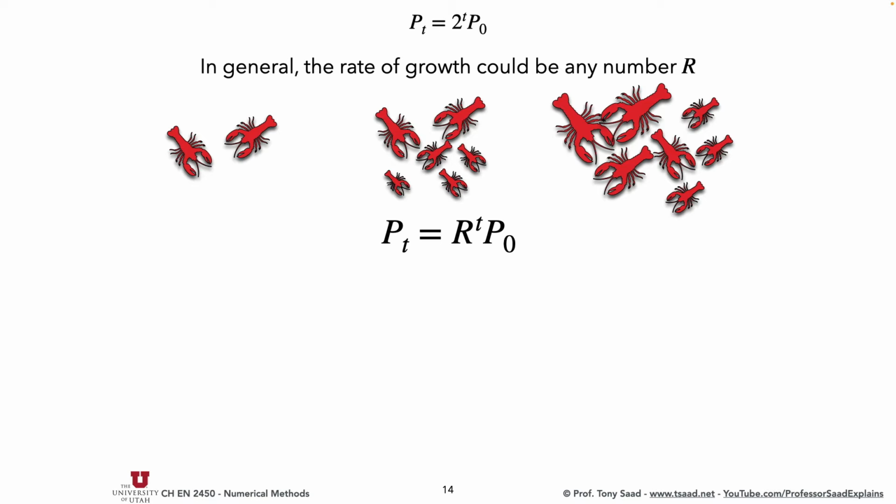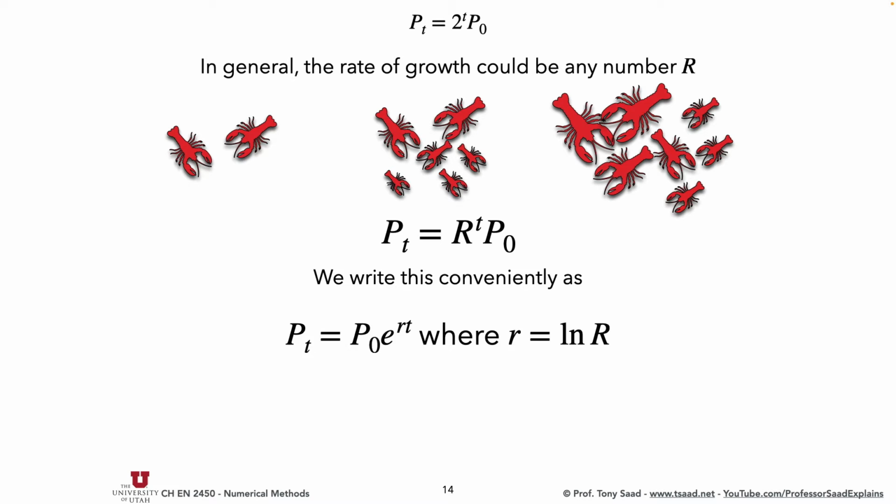times P0. Think of it as compound interest in your bank account. And more realistically, instead of writing r to the power t, it's still an exponent. We like exponential forms because the exponential has nice properties with derivatives, etc. So we convert this r to the power t by writing r as e to the log r, so we get e to the power rt for simplicity. It's just a simple sleight of hand.